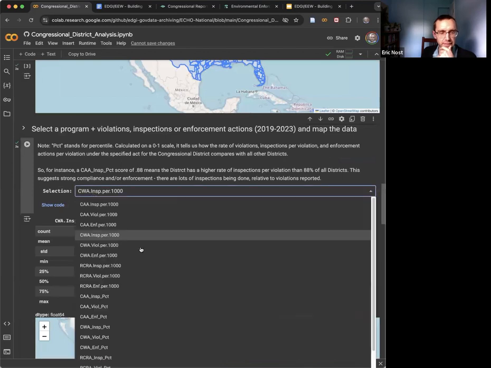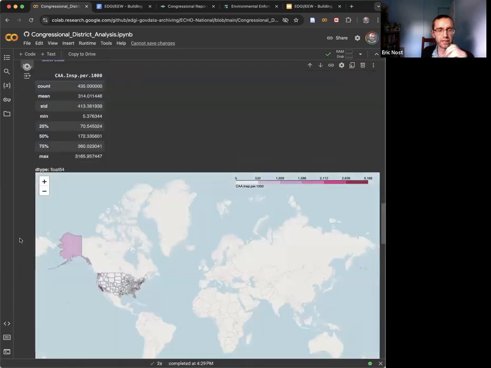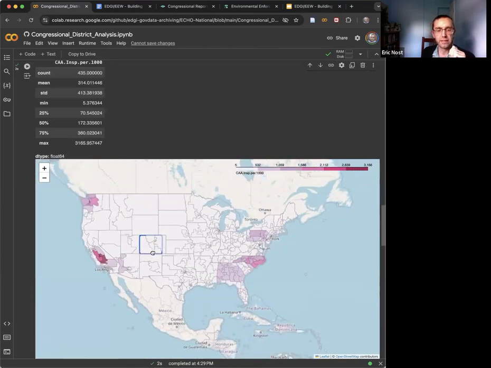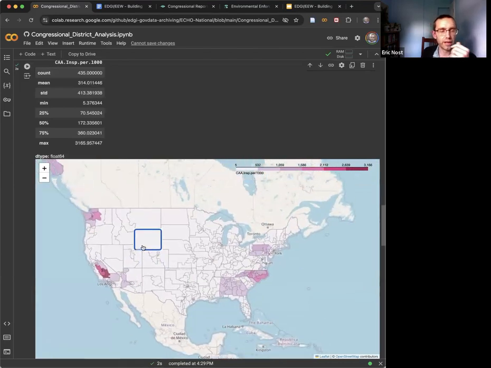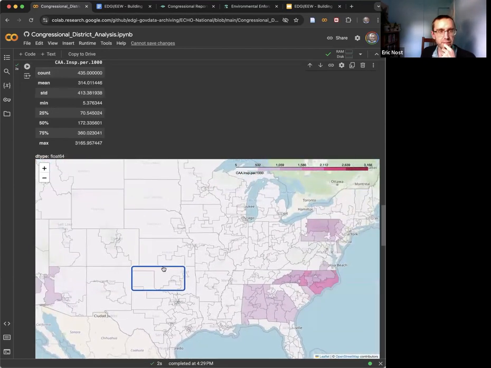Let's see what Clean Air Act inspections look like. We'll look at that since we saw it up here as well. So we actually map this out. We see certain states and parts of states reporting higher inspection rates. So the Central Valley in California seems to have some of the highest inspection rates in the country. Other states in the South and East report high rates.